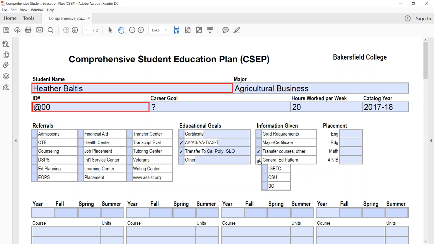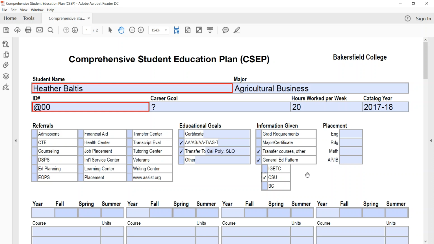And also here, your general education pattern. Are you just planning to get your BC general education? I'm planning to transfer to Cal Poly, so that's a CSU. If you're planning to transfer to a UC, you're going to click here. If you're unclear on whether you want to go to a UC or a CSU, go ahead and click the IGETC pattern. That'll cover both.